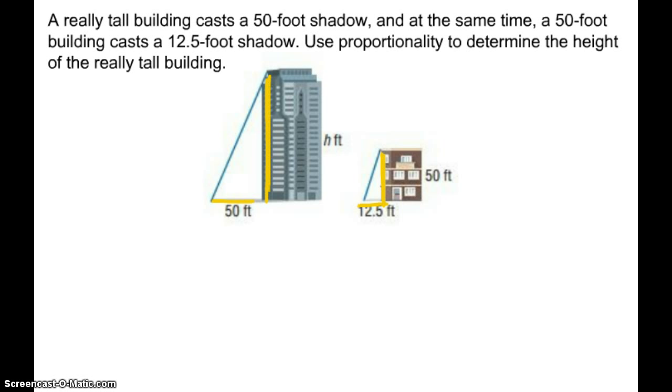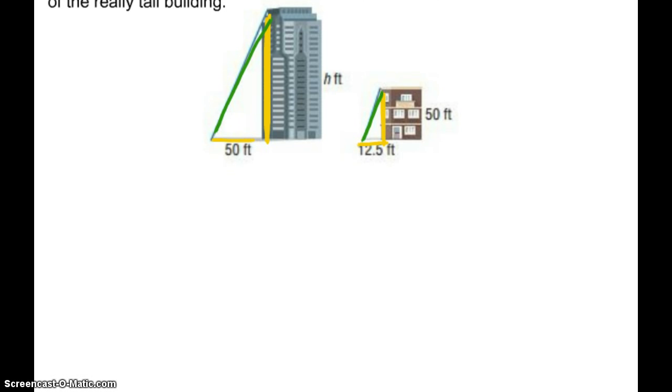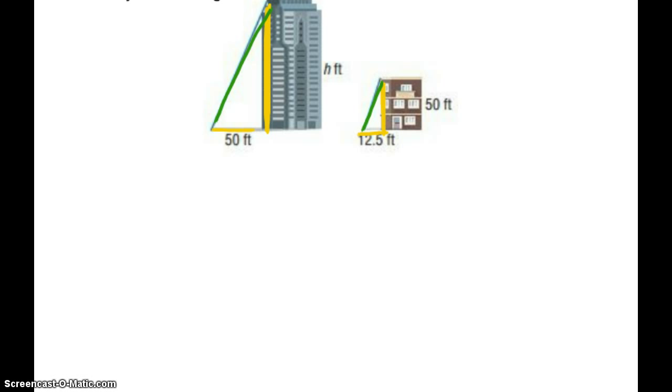So we have to figure out this height. Well, what do you notice about the shapes that we have here? If you connect these, they are actually triangles. And these triangles are similar, so we can use proportions to determine the height of the building. So we know that these two shapes are similar, so what are we going to do? We are going to draw a ratio table.